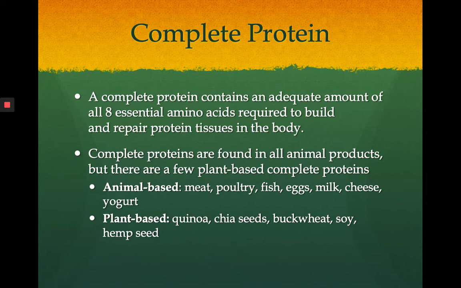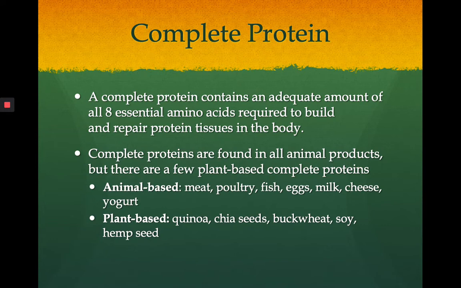So let's look at the animal-based ones. When we're looking at meat, so coming from cows or pork, poultry means coming from birds like chicken, from duck, from pheasant, fish, eggs, milk, cheese, yogurt. Anything that comes from an animal that's a food product, like those, they will be complete proteins.